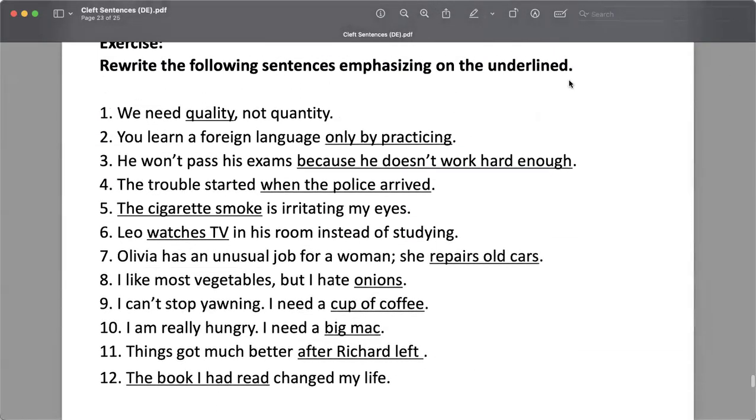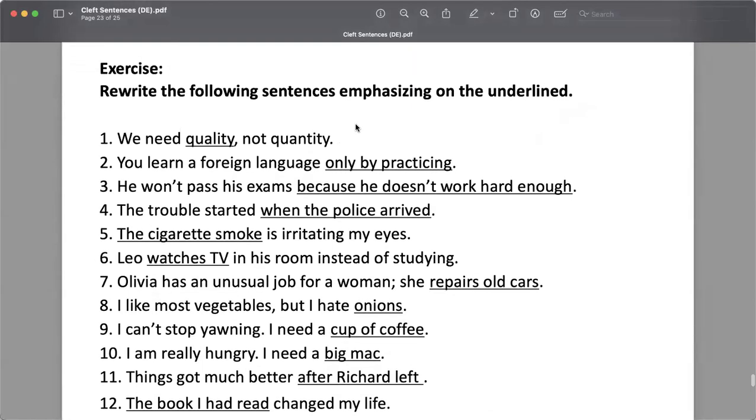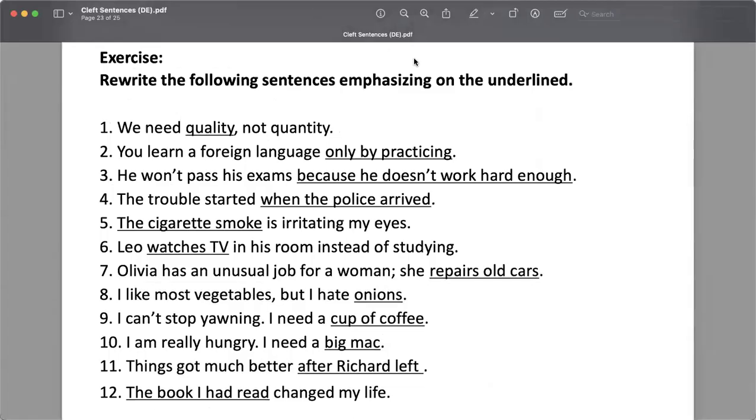Okay, this is what we have talked about in this lesson: cleft sentences, pseudo cleft sentences, and it cleft sentences. I guess you can understand this lesson, right?